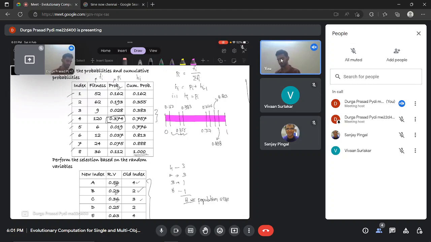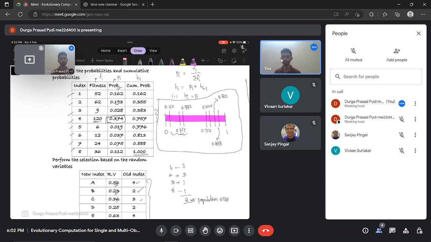This is the same thing that is reflected in this figure. In this figure, the area is the weightage you are giving to that particular one. The area between 0.383 and 0.757 is the largest one, and that corresponds to this 120, the largest one. So if you continuously generate random variables, this area is proportional to the number of generated numbers that will fall in that category. Most likely, more numbers will fall between 0.383 and 0.757 as compared to 0 and 0.162.